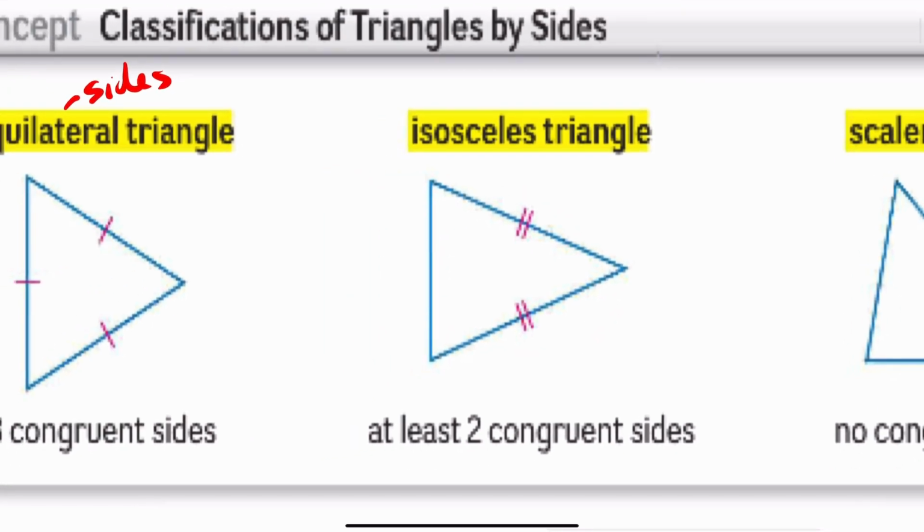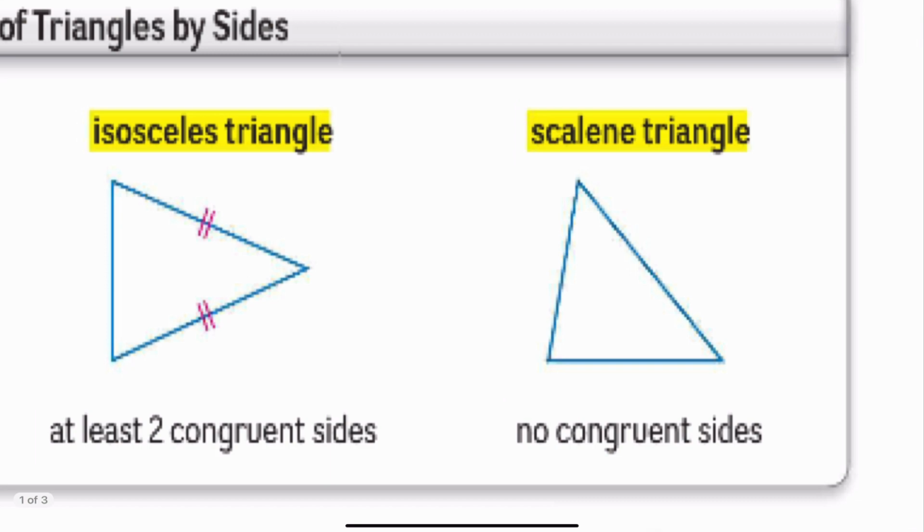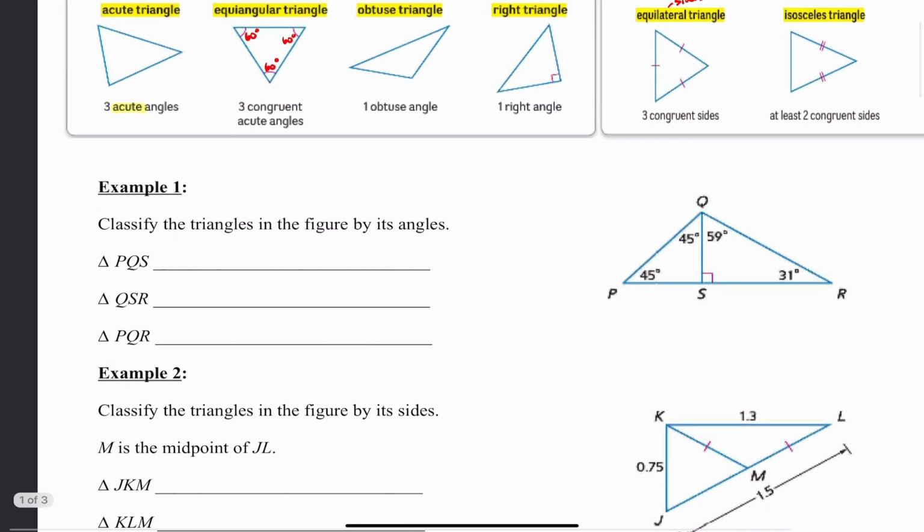Now, if I were to say at least, well, at least two congruent sides. Would I say that an equilateral triangle is isosceles? Yes, because it has at least two congruent sides. So an equilateral is also isosceles, but an isosceles triangle is not necessarily equilateral, okay? And the scalene triangle means no congruent sides. No congruent sides, okay? All right, example 1.